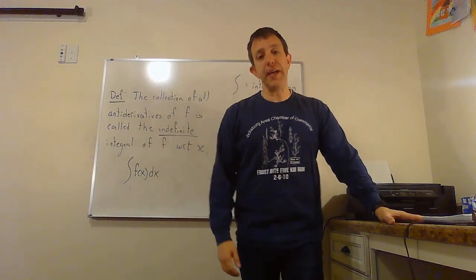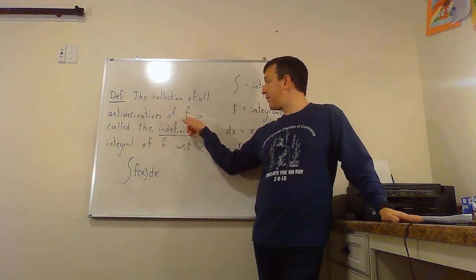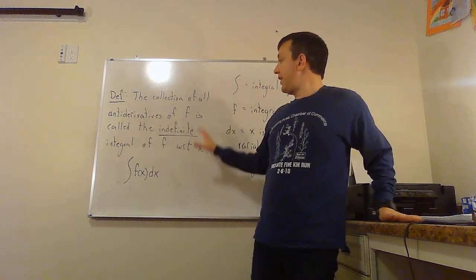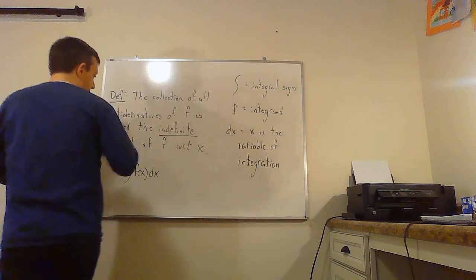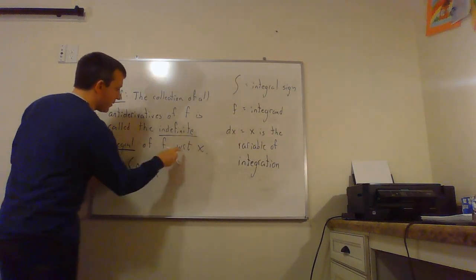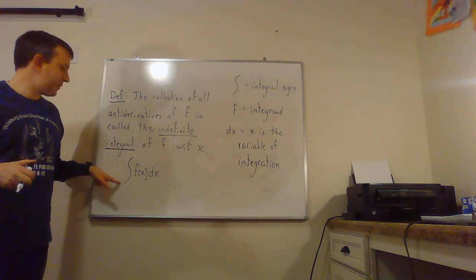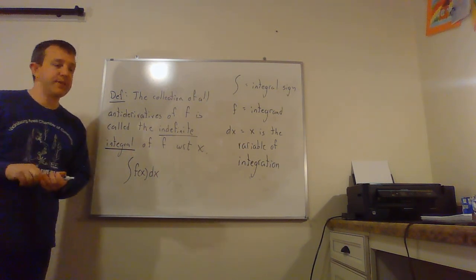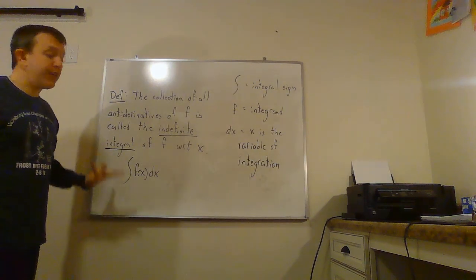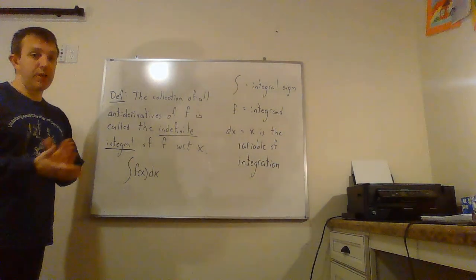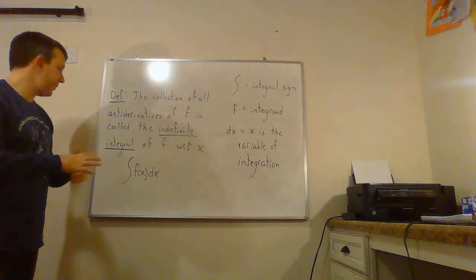Definition. The collection of all antiderivatives of the function f is called the indefinite integral of the function f with respect to x. So that WRT is with respect to x. And we write it as this funny looking s symbol, f of x dx. So we've already done antiderivatives. Wonderful, and it's going to be super fun.